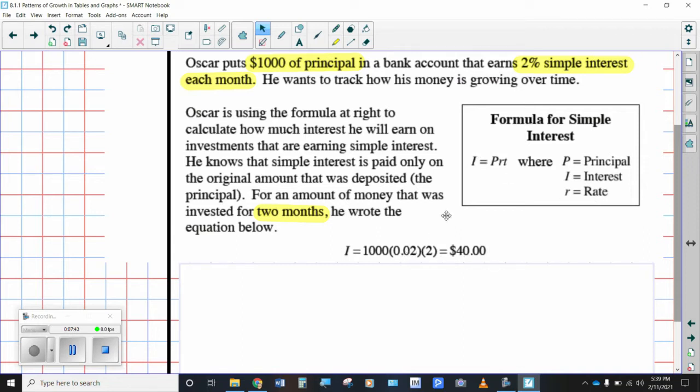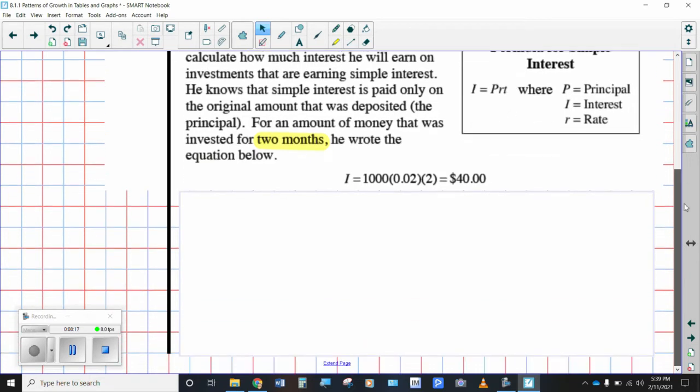So this is the decimal equivalent of 2%, and then for 2 months, since you're earning the interest each month, that's going to be the time. So P is principal, R is the interest rate, which starts off as a percent that you change to a decimal number, and the T is your time period. It could be months, weeks, days, years, could be anything. Usually it's either years or months. Sometimes it's weeks. When you're talking about credit card balances, it's by the day.